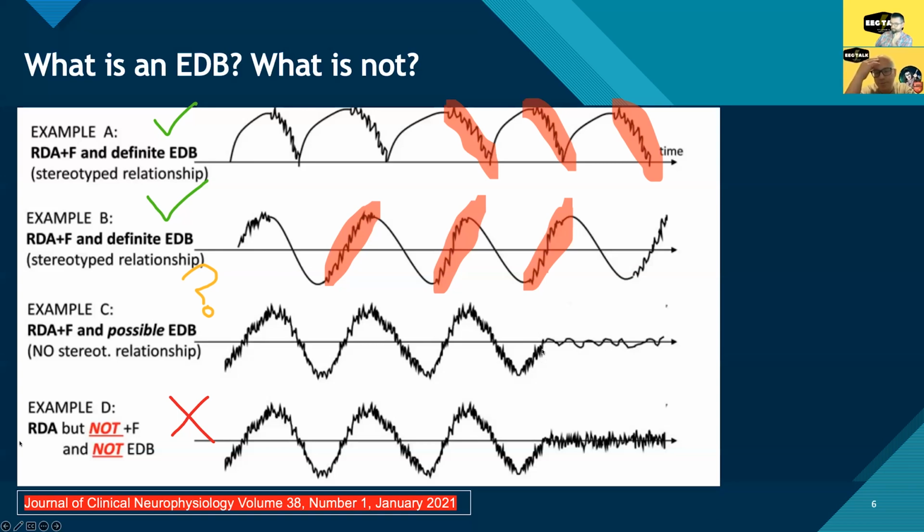So it's a possible extreme delta brush. There's rhythmic delta plus this fast activity, but it's not clear that there's a stereotyped relationship. So we call it possible extreme delta brush now. And the reason we care about this is that it's thought to be pretty specific for a certain kind of antibody-mediated encephalitis or encephalopathy, the NMDA receptor encephalitis. You see this, there's a good chance that that's what you're dealing with.